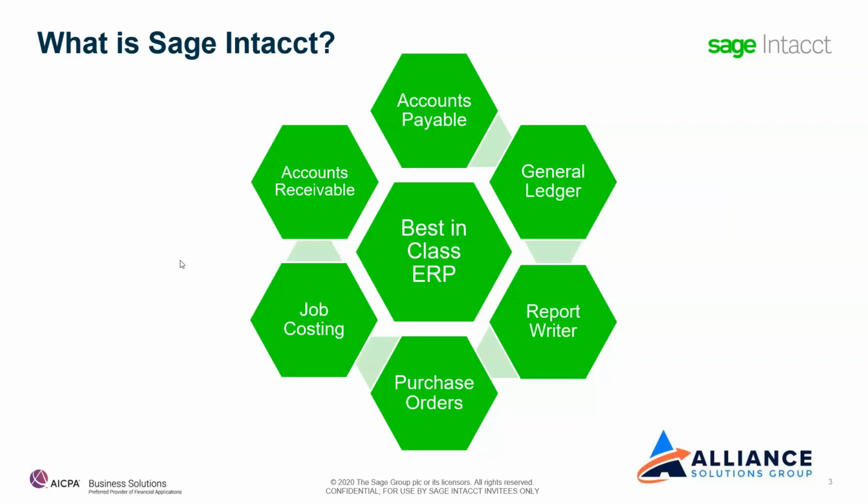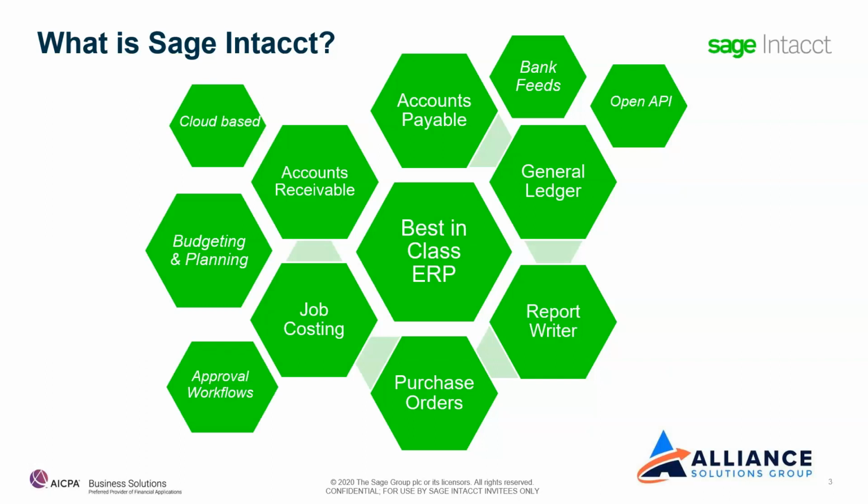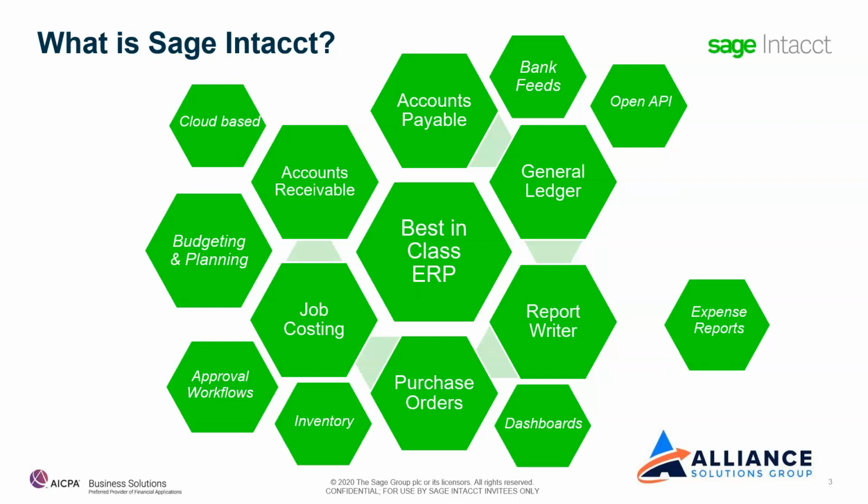Sage Intacct is a best-in-class ERP. At its core, it handles accounts payable, general ledger, report writing, purchase orders, job costing, accounts receivable. But it also does bank feeds, has an open API, has a budgeting and planning module for extensive budgeting and planning, is cloud-based, has workflow approvals built into the system. You can track expense reports, dashboards, set up inventory and manage your inventory.